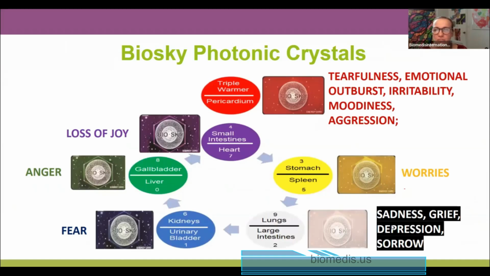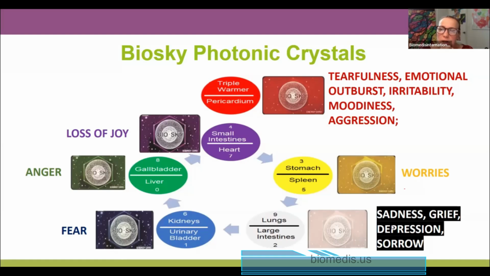We also have, not a device, but the biophotonic crystals. Each of the colors balances certain organs or a certain emotion. Blue Biosky will support your kidney and urinary bladder, which will balance the emotion of fear. Green balances the gallbladder and liver to release the anger emotion. Purple is the crystal for the heart and small intestine, and will help you if you lost the feeling of joy.